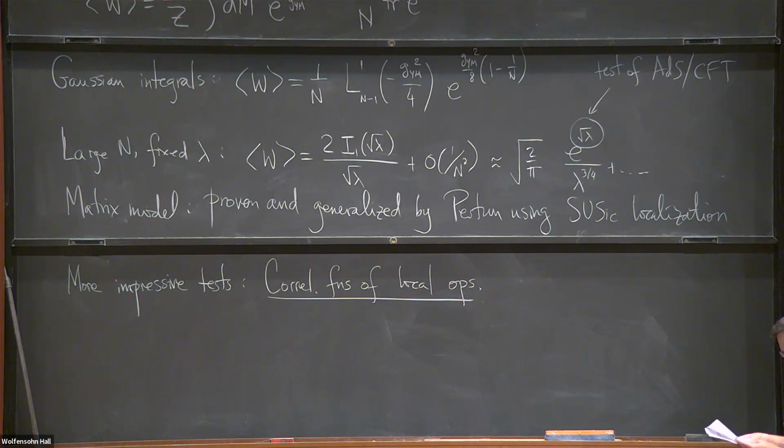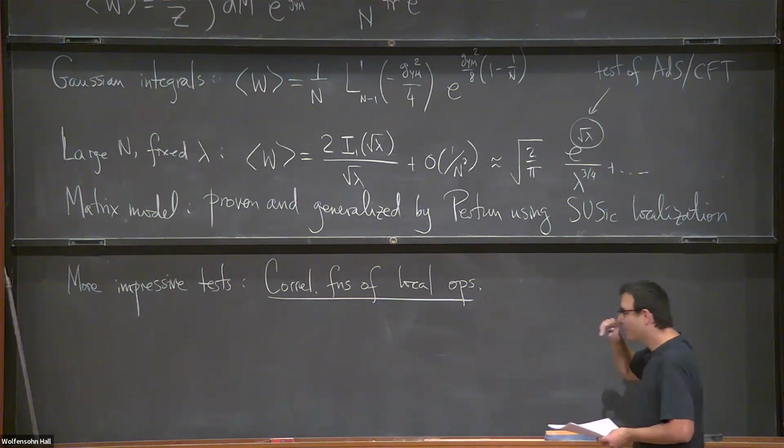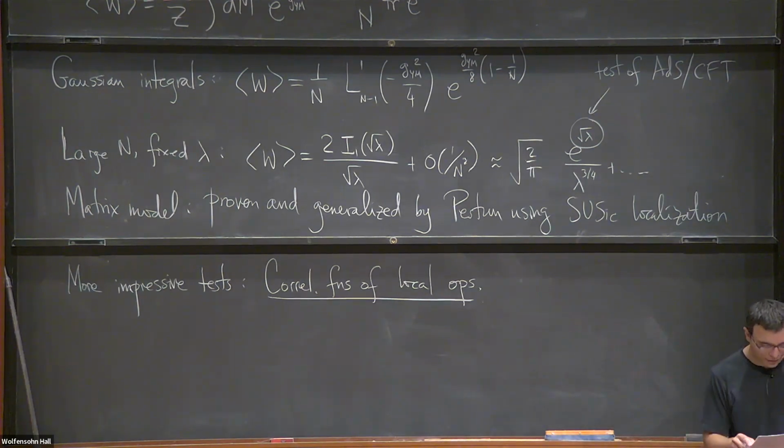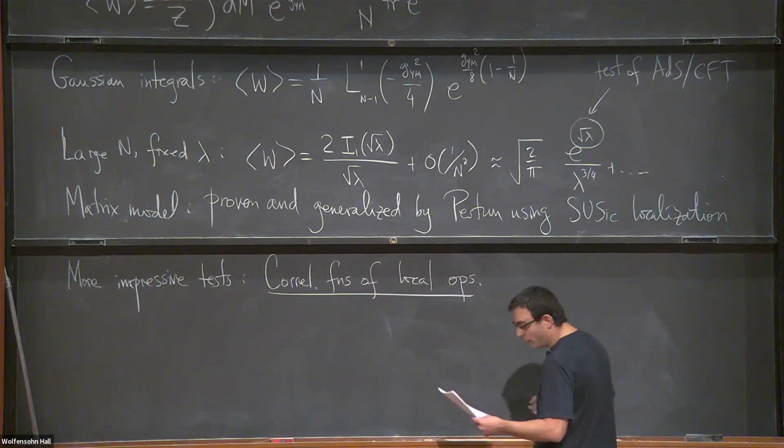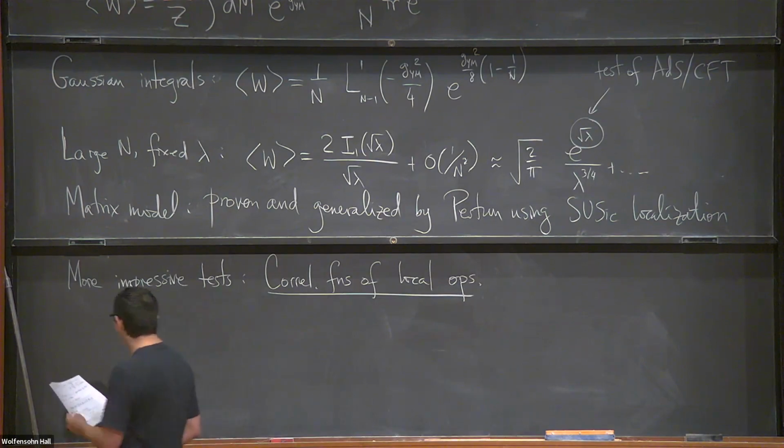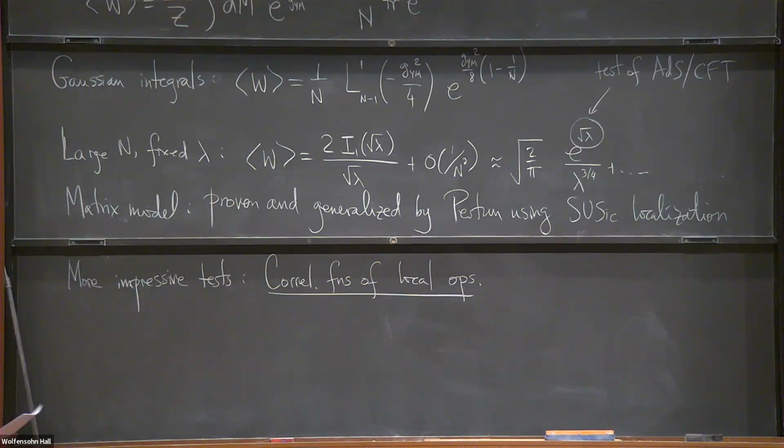Okay, good. So I wanted to discuss a little bit some analogous checks, but more impressive in the sense that they go beyond the supergravity approximation, for correlation functions of local operators. The actual computations are going to be next time. Today, I just wanted to set up the problem and figure out an expectation for what we should prove. Okay, so let me review extremely briefly how to compute correlation functions of local operators in AdS/CFT.